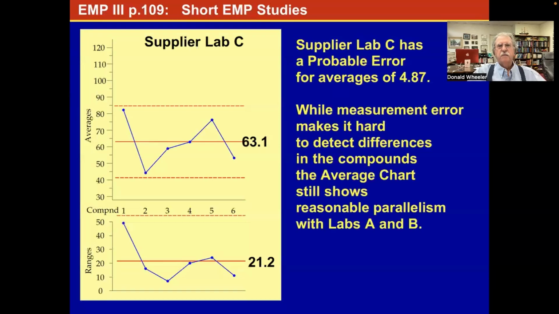Laboratory C has a probable error for averages of 4.87. So while measurement error makes it hard to detect the differences in the compounds, except for that first point, the average chart still shows a reasonable parallelism with labs A and B. The lab C reported values are good to plus or minus 5.